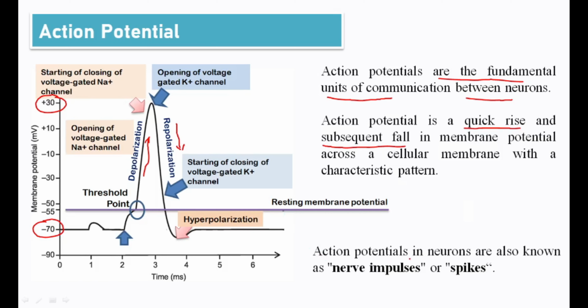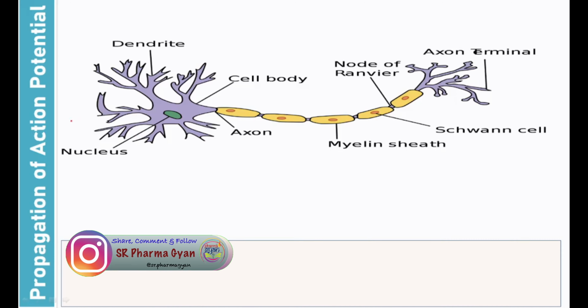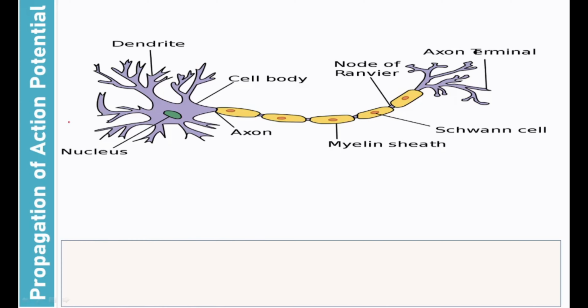Now, action potential in a neuron is also known as a nerve impulse or spike. And as we have said, this is the fundamental unit, so it is responsible for signaling over long distance. Now coming to the propagation of action potential. We know that action potential signals over long distance, and it plays a central role in cell-to-cell communication. So when the action potential is generated, how does it propagate? After generation, how does it send the signal to the next neuron?